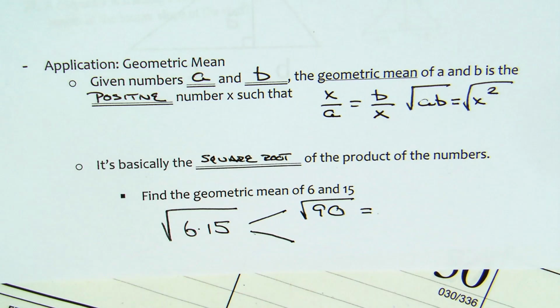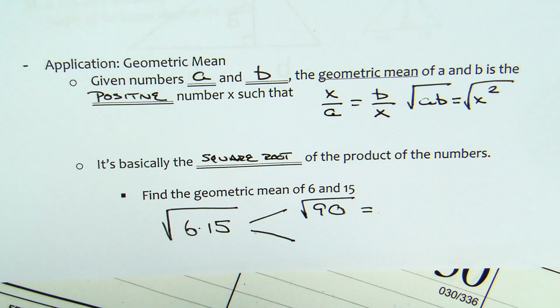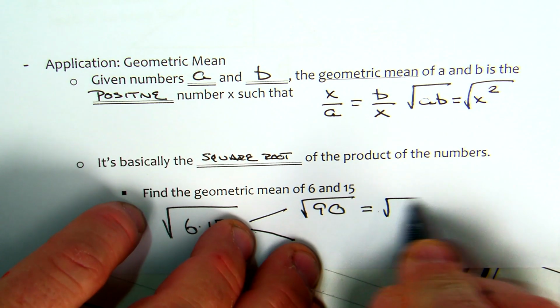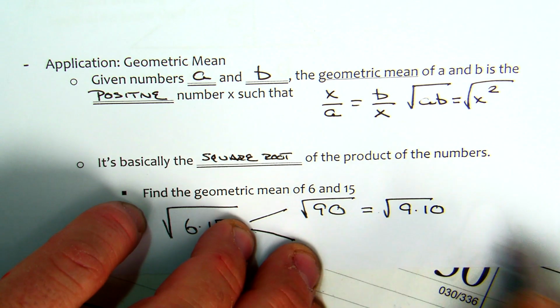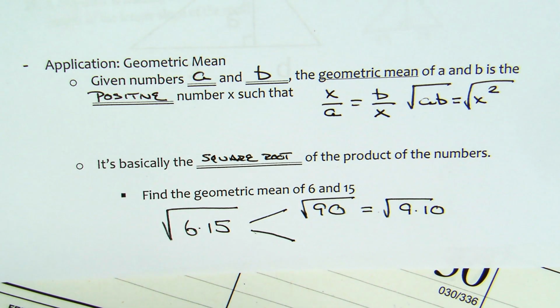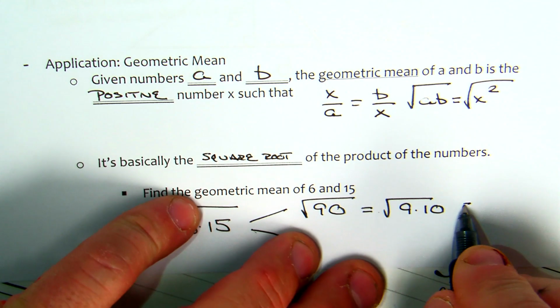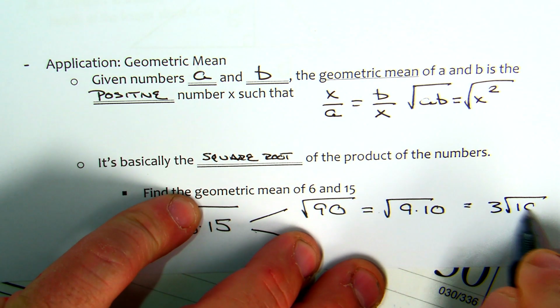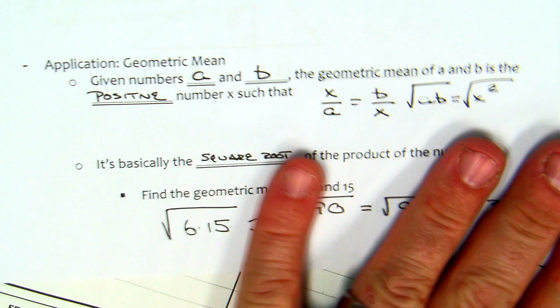Does anybody happen to know the perfect square that goes into 90? It's right in it. Right in the front. 9. What is the square root of 9 that's coming outside that train? 3. And then the 10 stays on the inside for 3 root 10.